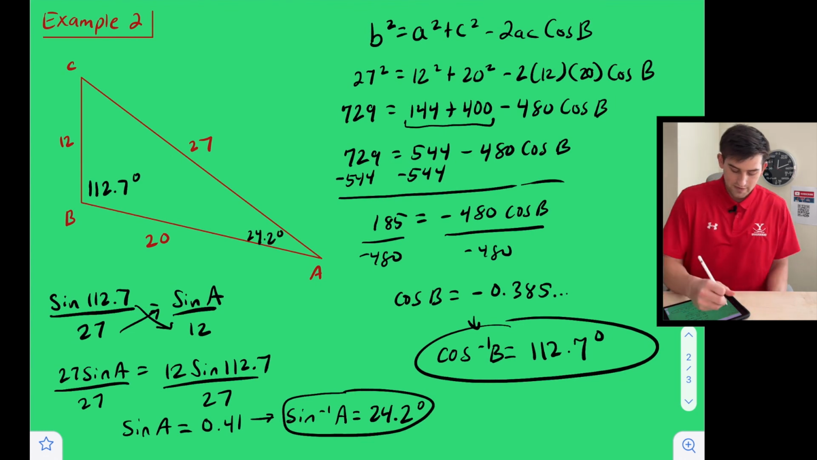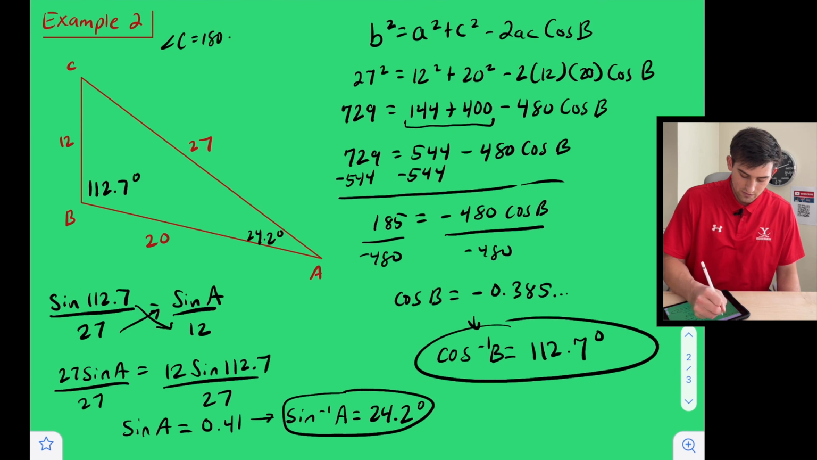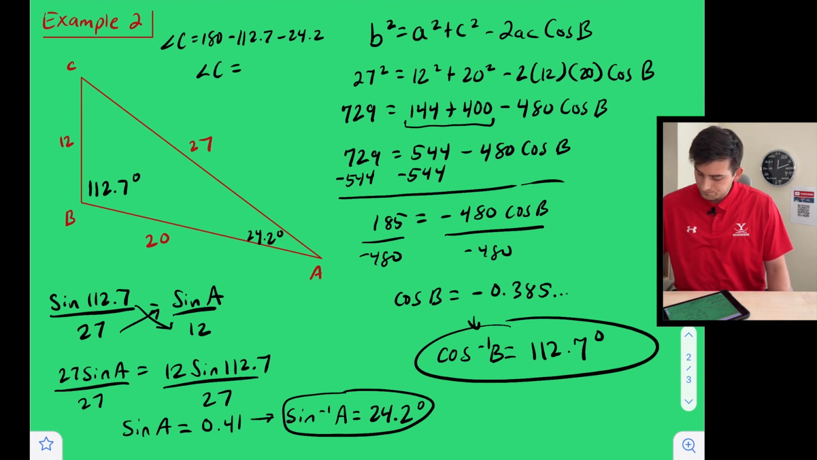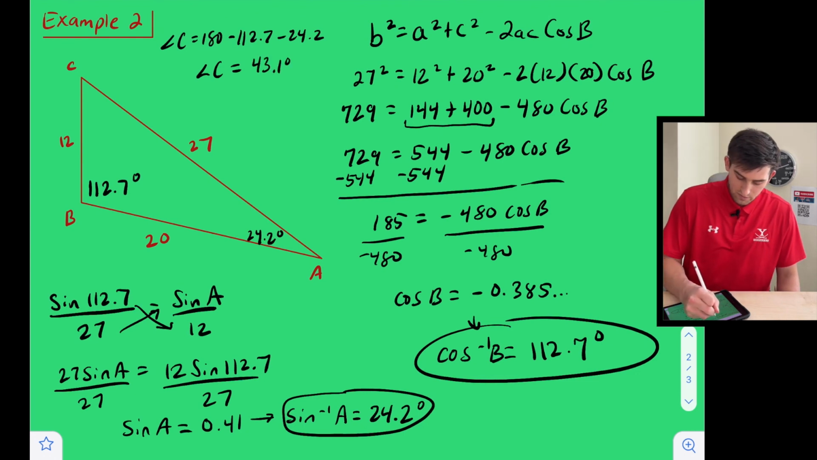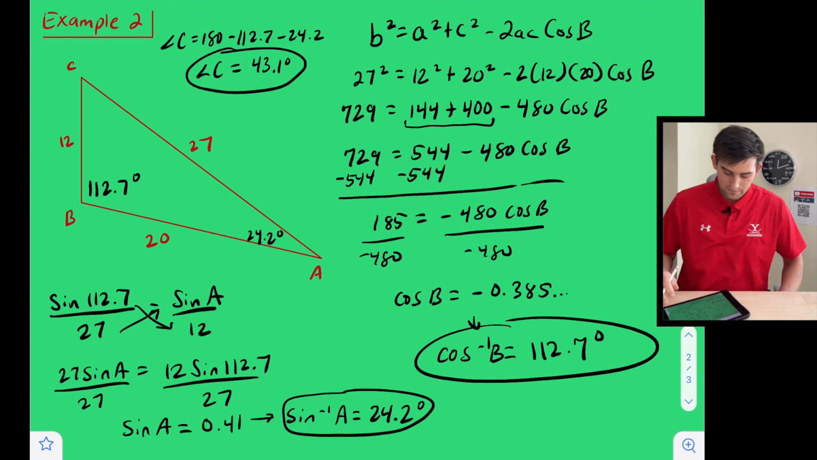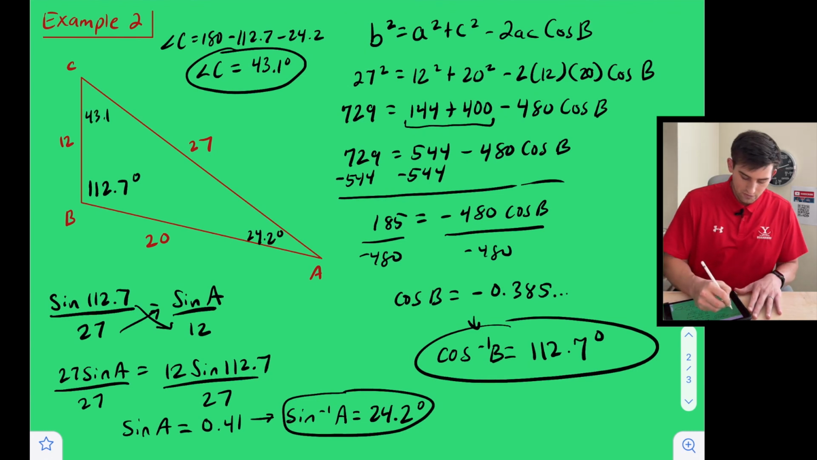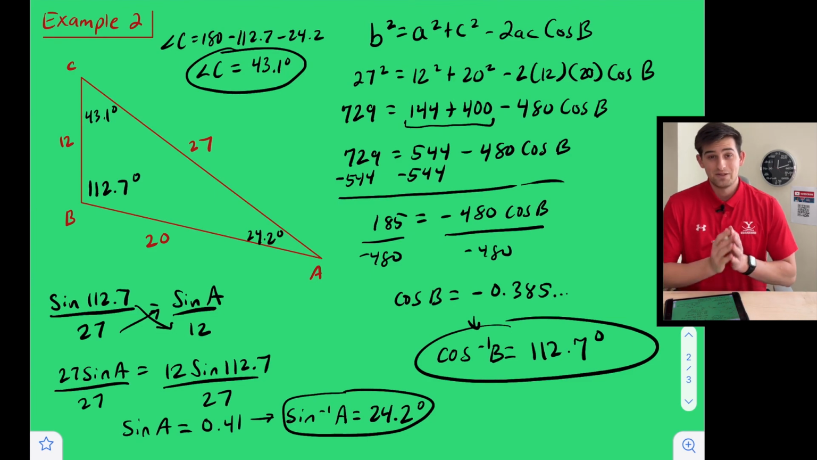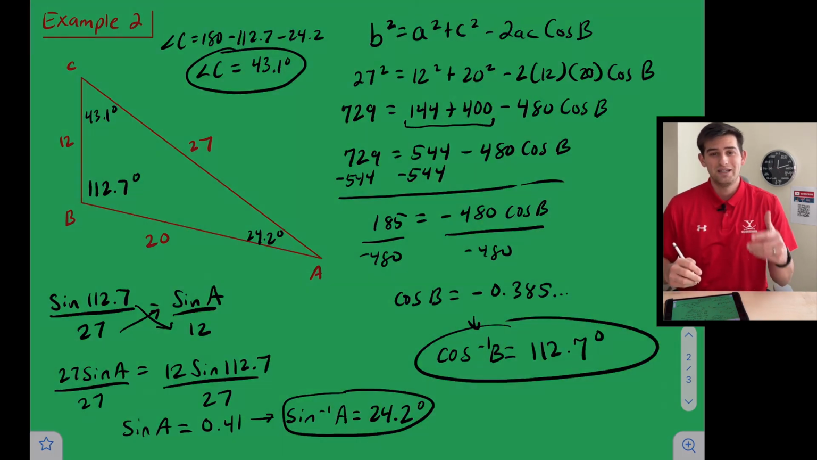And now all we have left is angle C. So we can say angle C is equal to 180 minus 112.7 minus 24.2. So we'll do 112.7 plus 24.2, and we'll subtract that from 180. And that gives me angle C as 43.1 degrees. So now we have solved the triangle because we have all three angle measures and we have all three side lengths. And so that's how you can use the law of cosines to solve any triangle.